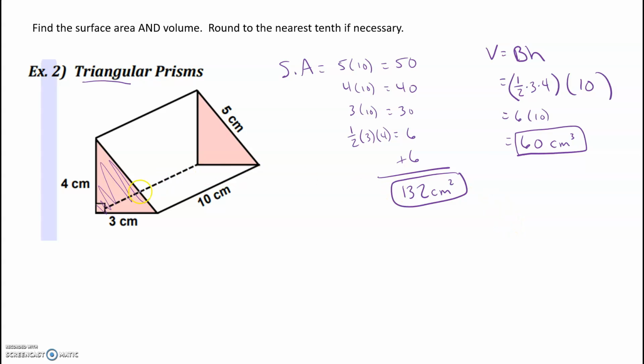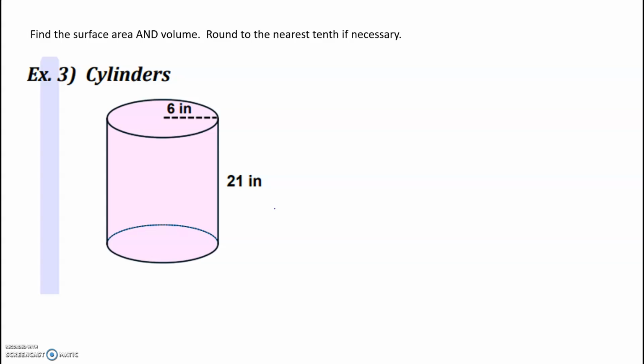All right, so again, filling it up would represent volume. Surface area covering the outside, volume filling it up. And last but not least, you might say, why are cylinders grouped with prisms? And it has to do with bases. Notice a cylinder has two bases that are congruent and parallel. So those circles are my bases. And we're actually going to use the same volume formula.